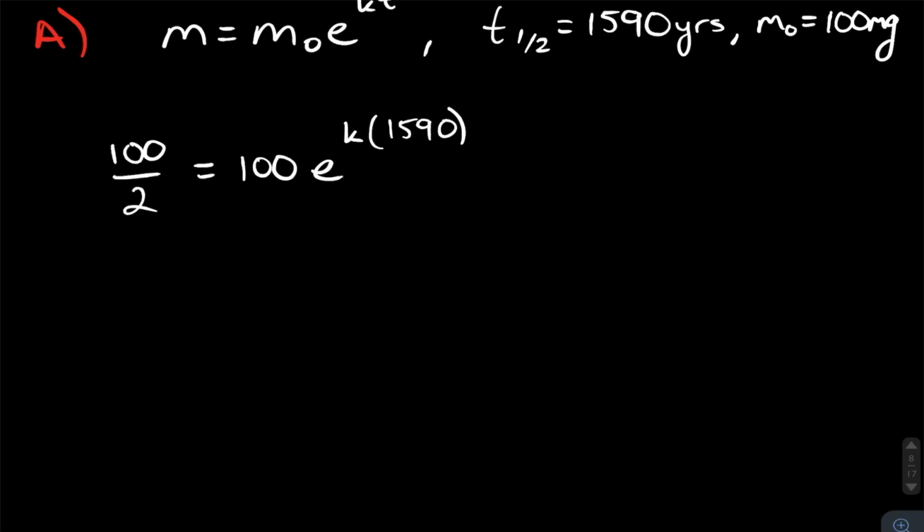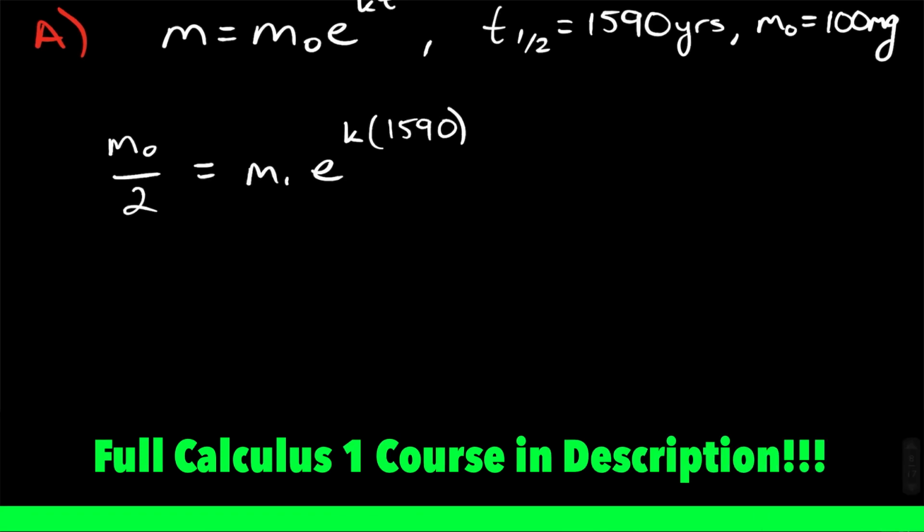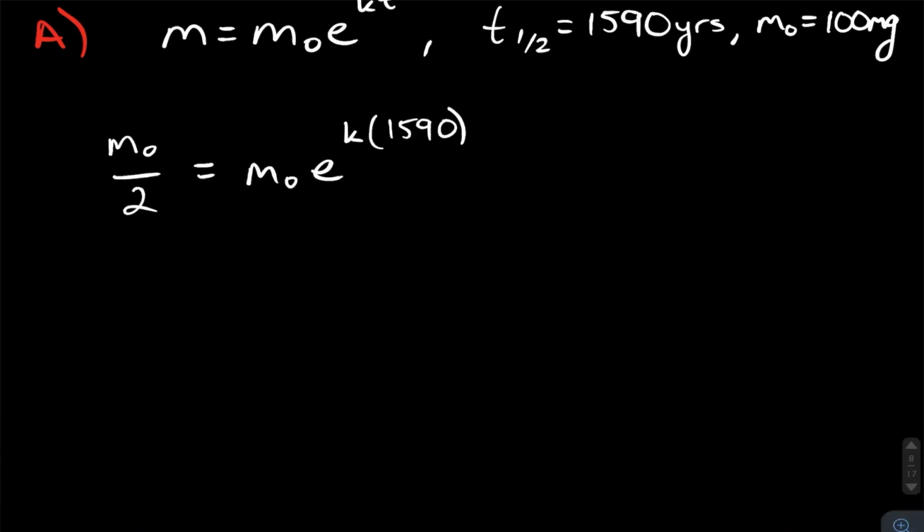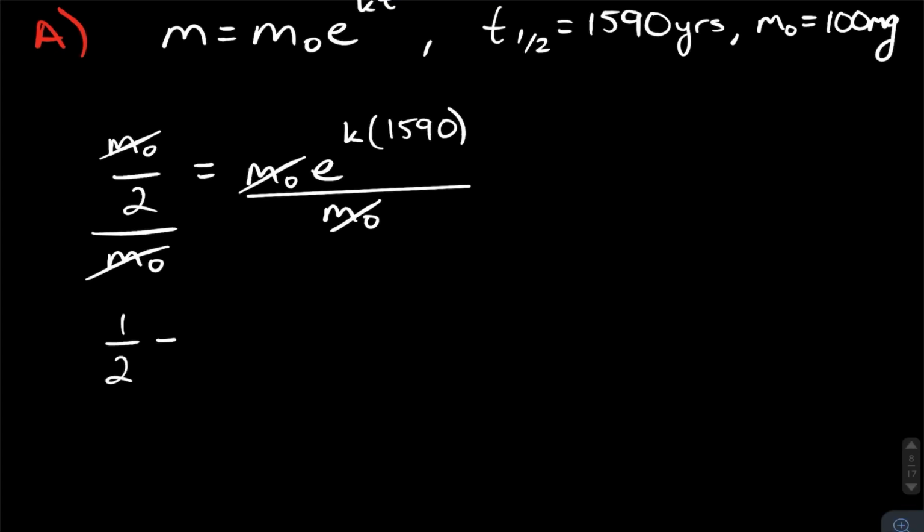Here's an even bigger thing. They don't even need to give you your initial mass. Let's say we didn't know what our initial mass was. What can we do to figure that out? Right now we don't know k, we don't know m naught. Well, we can divide each side by m naught, right? And now look what happens. They all cancel, and we're left with 1/2 equals e to the 1590k.